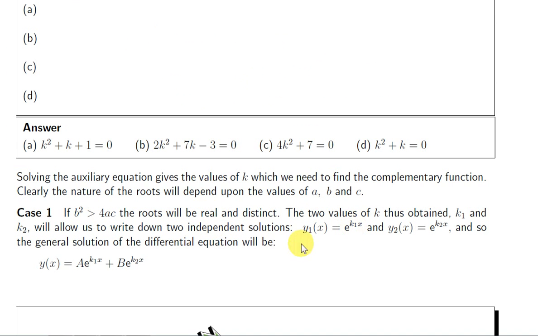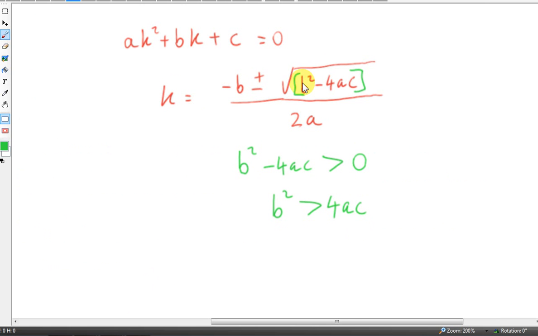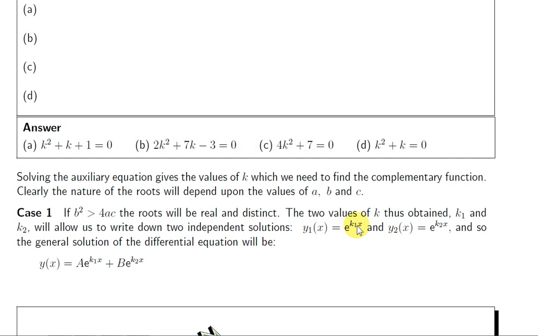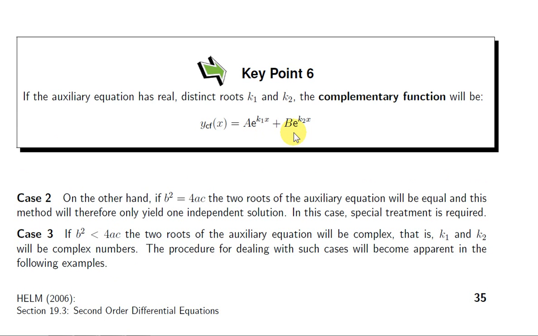Let's say one of the values of this is k1 and the other value is k2. We know that e to the k1x and e to the k2x are linearly independent. One of them is not a multiple of the other, so we can get a linear combination of them to get a more general solution to the differential equation. So a and b are any constants. So that's the situation when the auxiliary equation has distinct roots k1 and k2.